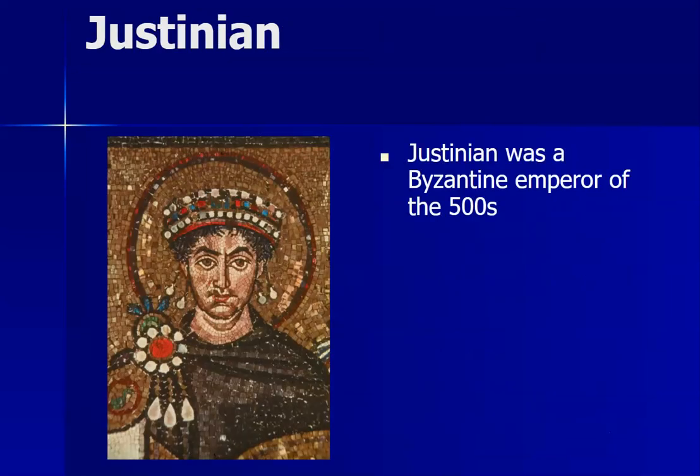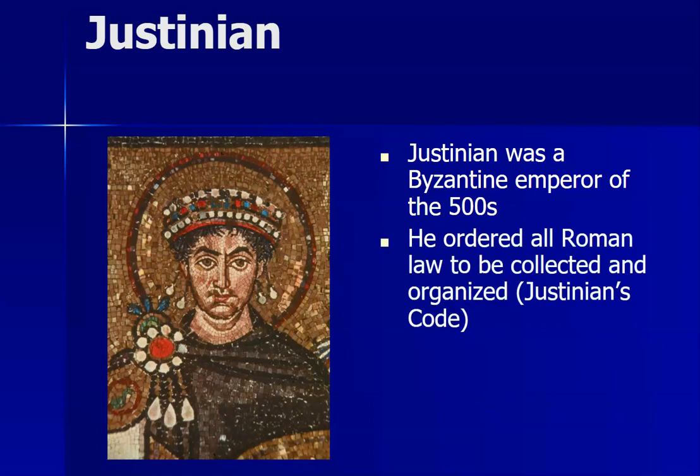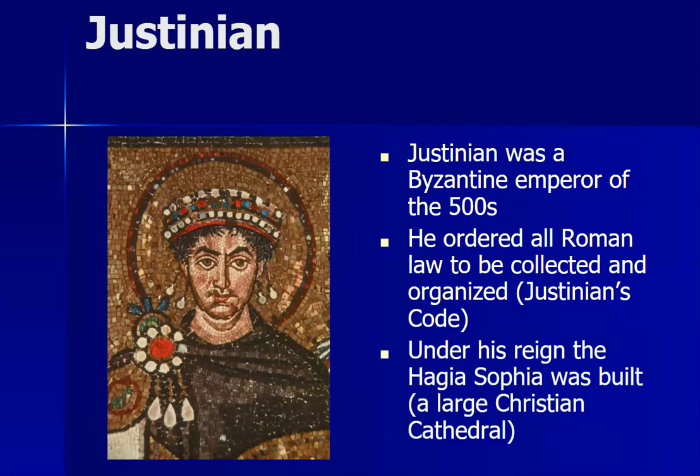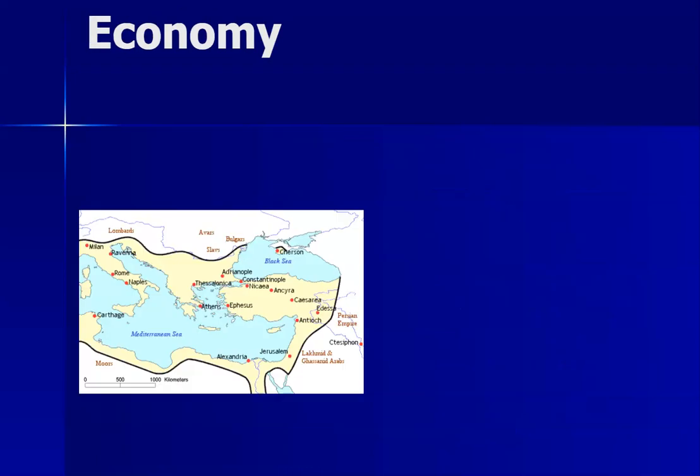Now, a famous Byzantine emperor was Justinian. Justinian is famous for Justinian's Code, in which he ordered all Roman law to be collected and organized. This forms the basis of modern Western law today. Also under his reign, the Hagia Sophia was built, a large Christian cathedral.